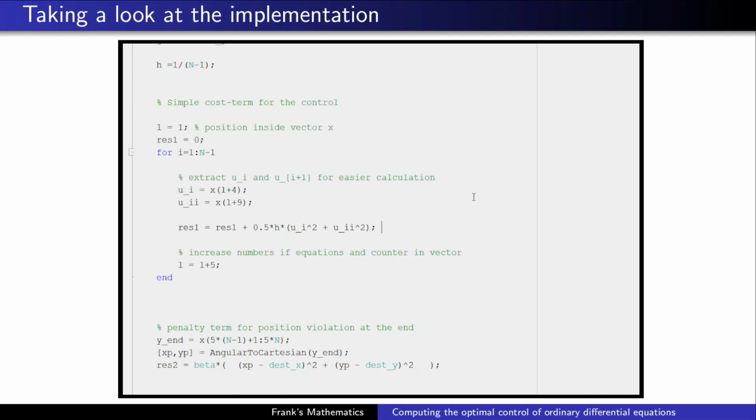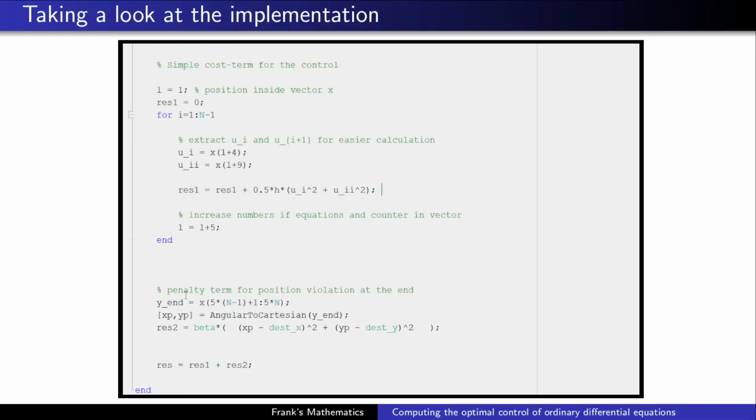We are still left with the penalty term. This is also part of the objective function. You can see the implementation here. This is also very simple. We just get the state vector for t equal big T, so y big N. Just get it here. Since we are living in the state space, but the constraints are formulated in the Cartesian space, we have to move to the Cartesian space.